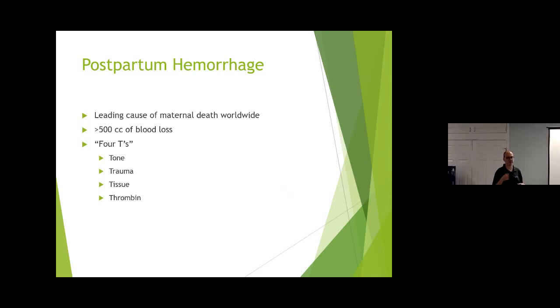How do we define it? So we think about greater than 500 cc's of blood loss. It can be a little complicated in the pregnant patient because their plasma volume increases. They have higher circulating volumes. And we've got to think about the 4 T's of postpartum hemorrhage. So is it tone? Is it trauma? Is it retained tissue? Or is it thrombin or clotting disorders? So there's your 4 T's to think about.